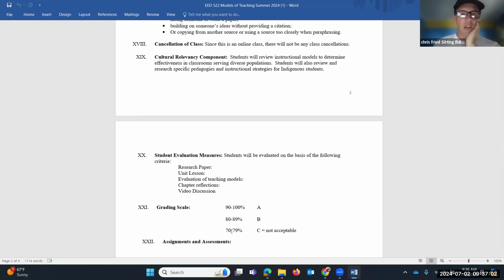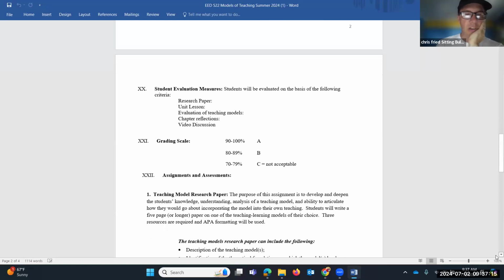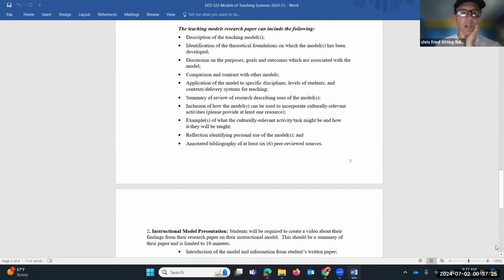Here you can see some of the evaluation measures or assignments that we will be using in the semester. The grading scale. Of course, you need an A or a B in the class. And then it goes through here and talks a little bit about our assignments. The assignments are also in my SBC as well, but we have a research paper on a specific teaching model or instructional model.